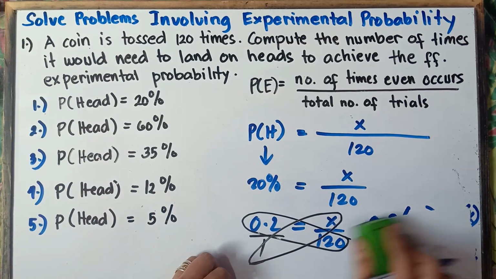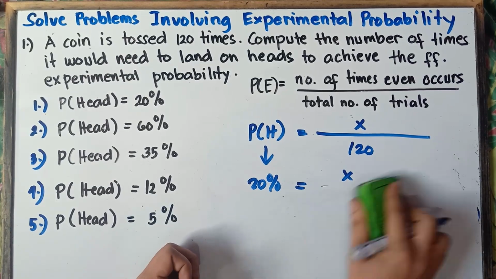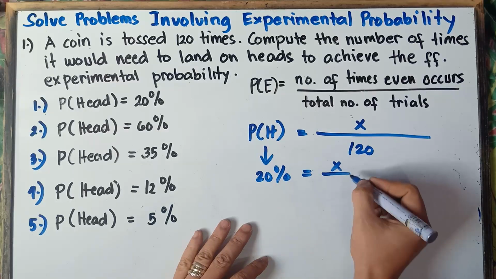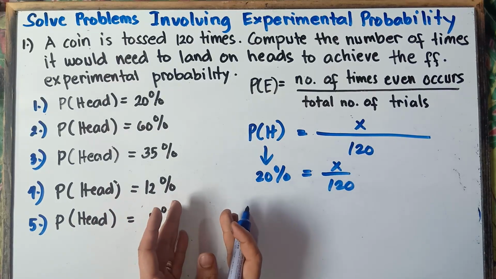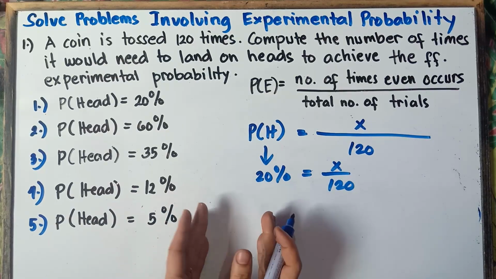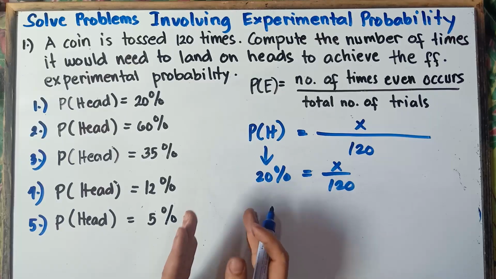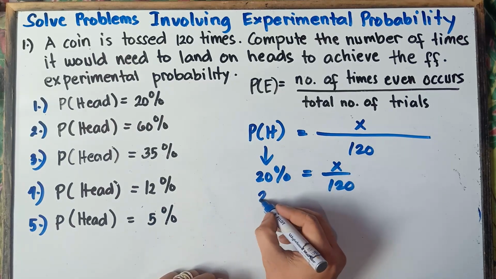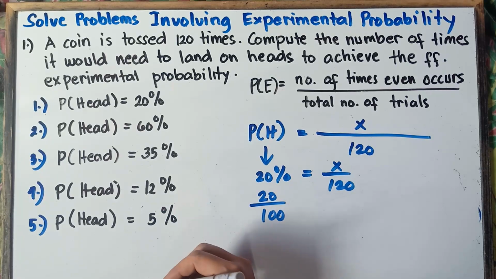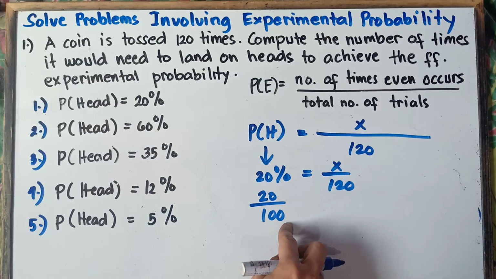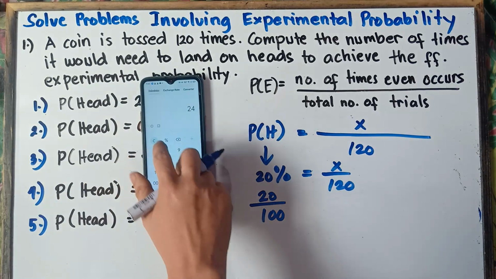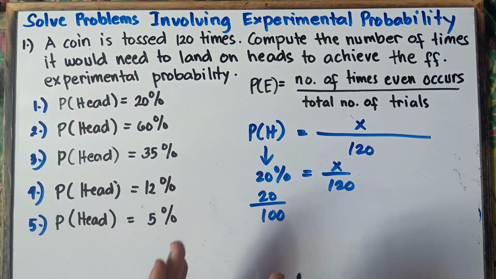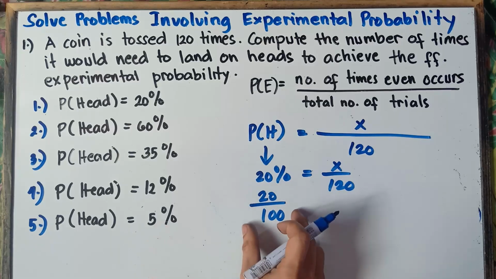Now the other solution, class. Once again, 20% is equal to x over 120. Remember that percent means per 100. So we can write 20% as 20 over 100, because 20 divided by 100 is 0.2. Let's try that one. 20 divided by 100 is 0.2. Just in case the teacher will not allow you to use a calculator, you can use this one.